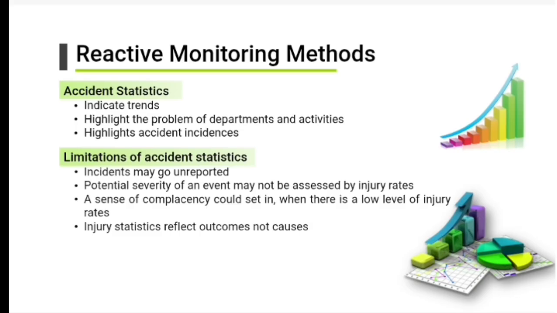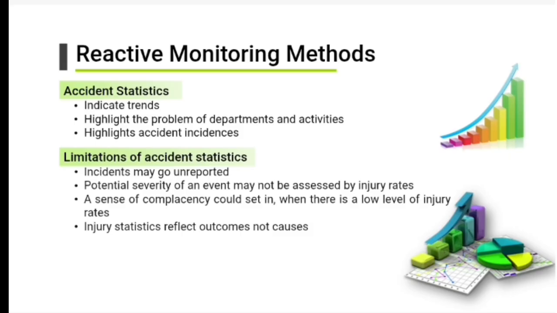Accident statistics serve as a crucial tool in health and safety management by indicating trends, spotlighting problematic departments and activities, and bringing attention to specific accident incidences. However, these statistics have their limitations. Incidents may go unreported, leading to underrepresentation in the data. Moreover, relying solely on injury rates may not accurately assess the potential severity of an event.